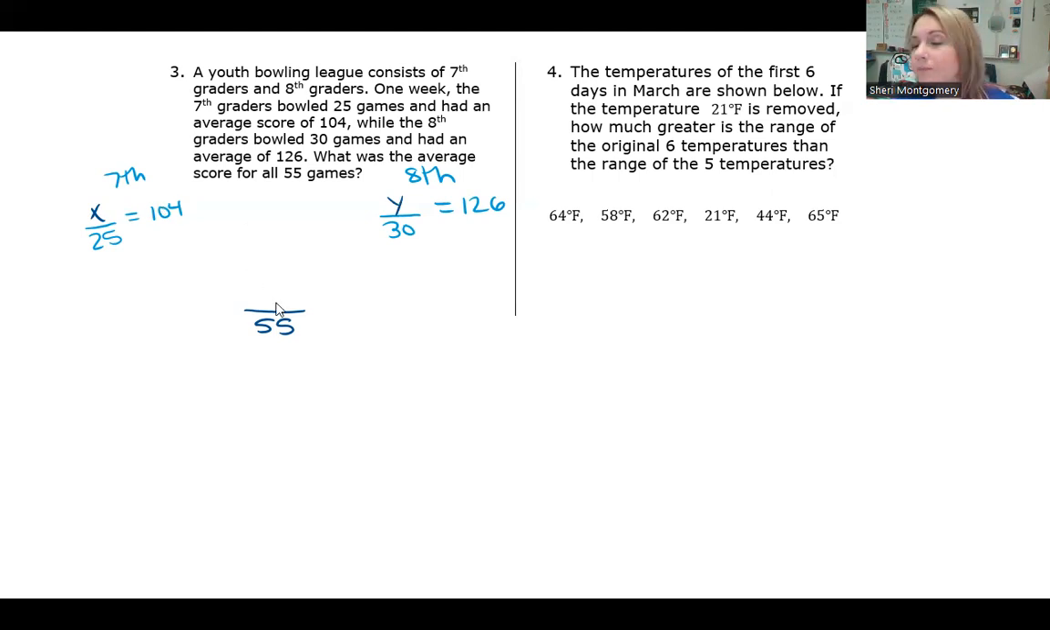So we have to figure out what they are. Working backwards is pretty easy. I mean, you're undoing this fraction. So all we have to do for this one is multiply by 25. All we have to do for this one is multiply by 30. So you guys type those in your calculator. x is going to be 104 times 25. This one's going to be 30 times 126. They're big numbers.